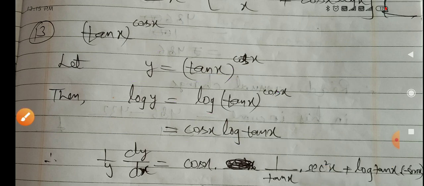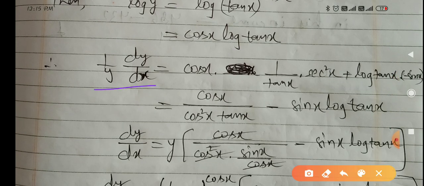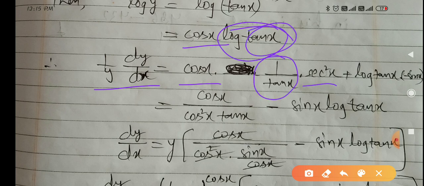Now differentiate. 1 upon y dy upon dx is the differentiation of log y. Cos x the same, it is written. The differentiation of log 10x is 1 upon 10x, and the differentiation of 10x is 10 sec square x by the chain rule. Plus, this time log 10x the same, and the differentiation of cos x is minus sin x, I have written.